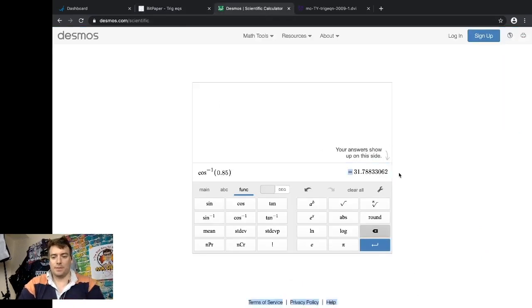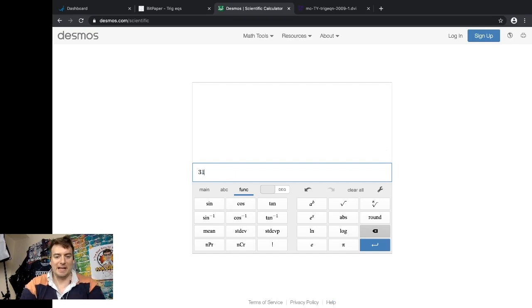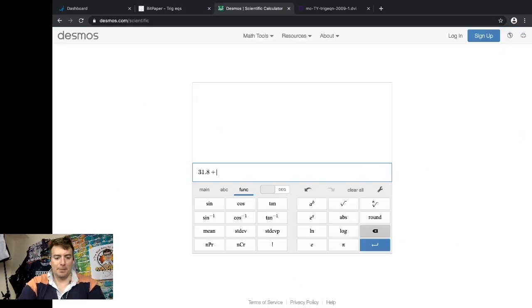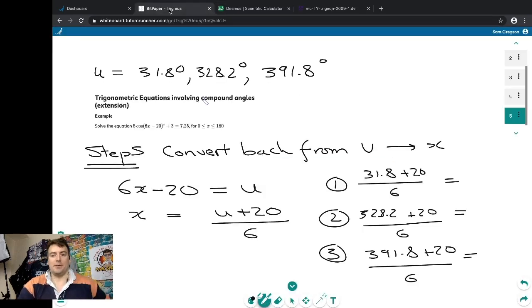31. Let's get rid of that. Oh, I need to delete here. I'm trying to delete the answer on Desmos rather than the equation. (31.8 + 20), bracket all that up and divide by 6, and we get 8.6 degrees. So the first one for x will be 8.6 degrees.